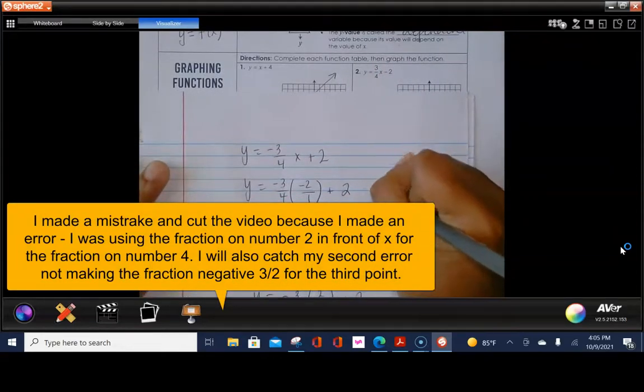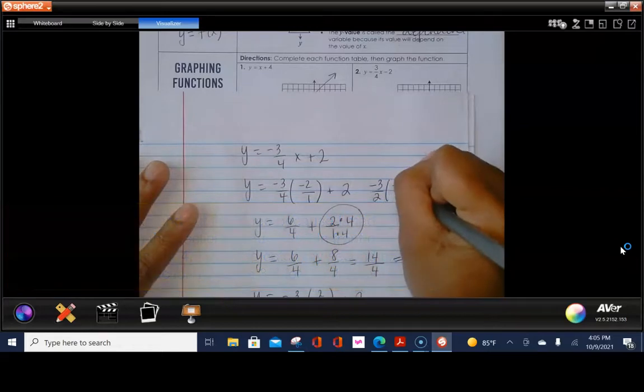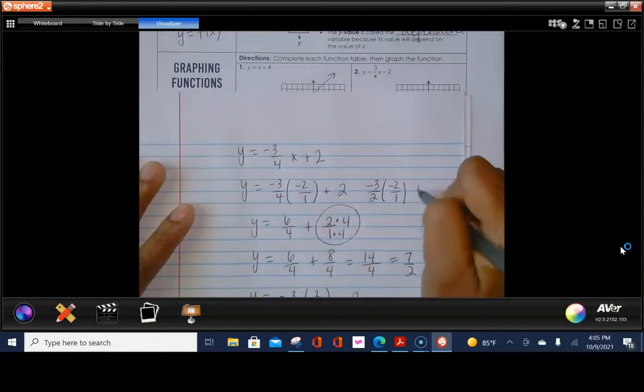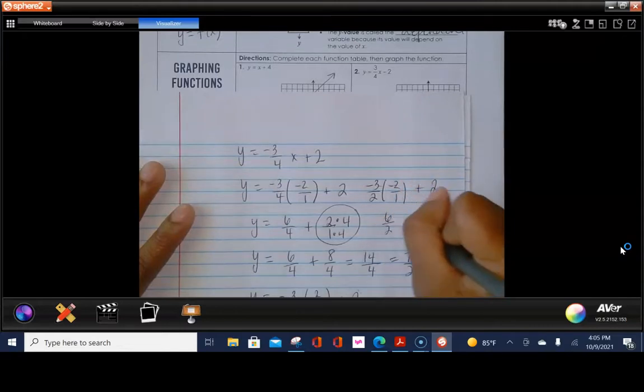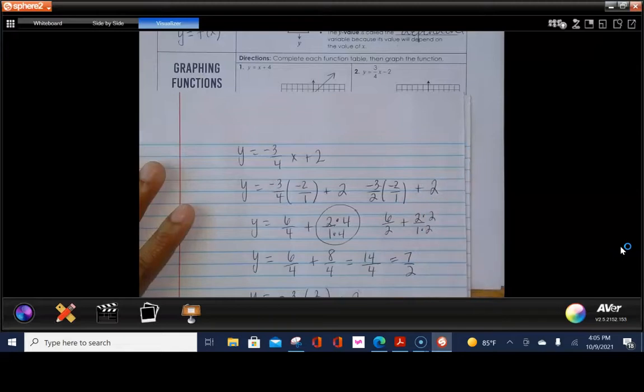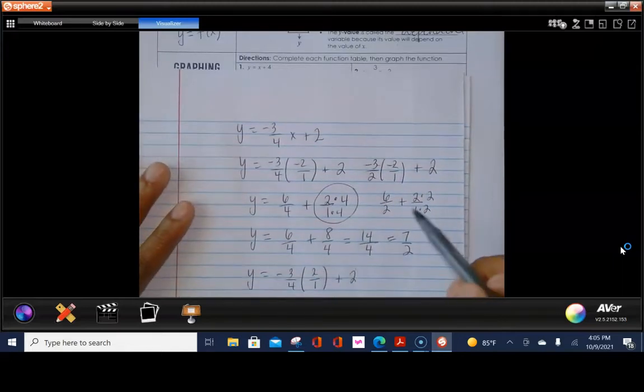So I got -3/2, multiplying it by -2/1, add 2. This is still 6 over 2, plus 2/1, multiply by 2 to the bottom and top. I'm going to move a little quick, so it might be confusing, but you'll be okay. Keep in mind, the interesting thing is I don't even have to do this, because as soon as I did -3 times -2, it's 6/2. 6/2 is 3. Everybody see that?